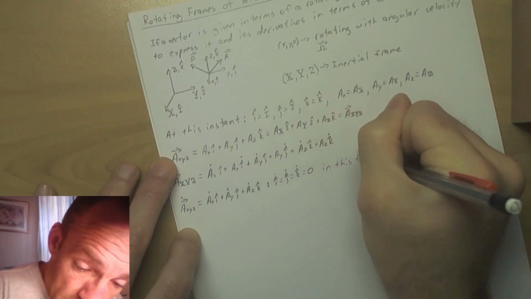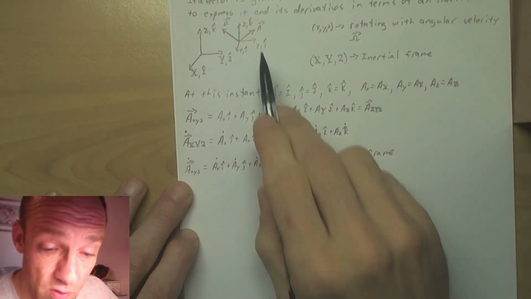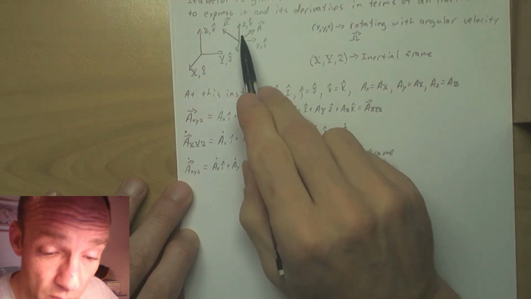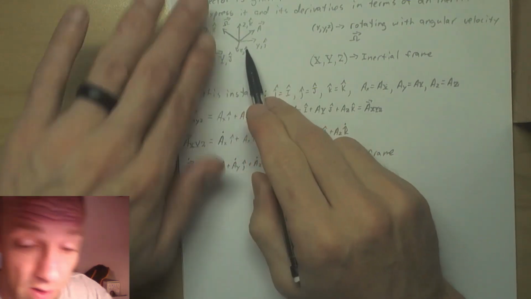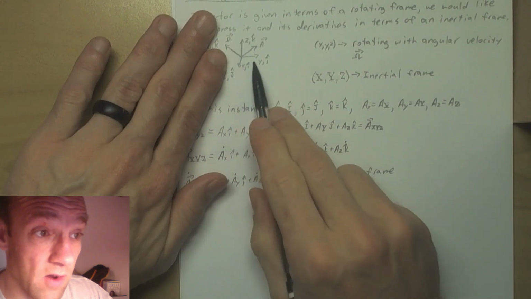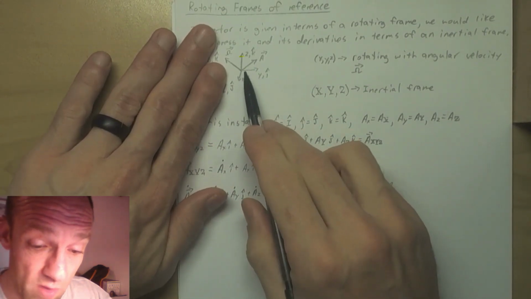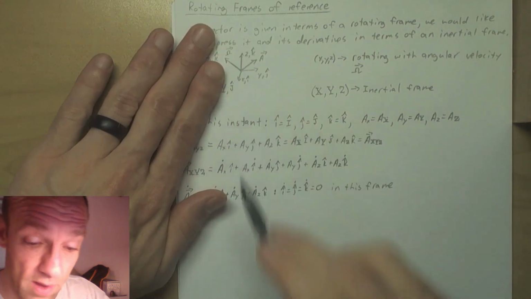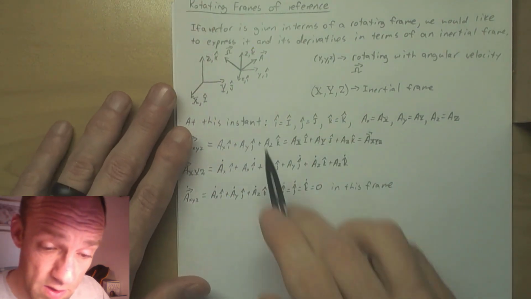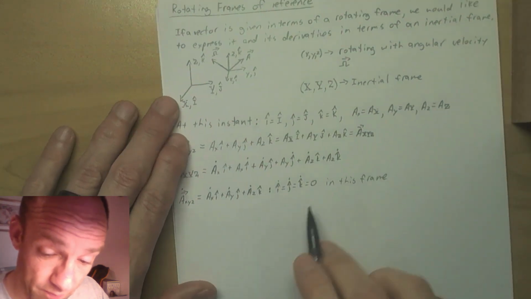We're taking this derivative with respect to the rotating frame. So from the point of view of the rotating frame, these vectors are stationary. The i, j, and k vectors are stationary, right? Because our point of view is rotating with those vectors about omega. So from our point of view, these things are not moving. So in this frame, these three vectors are 0.